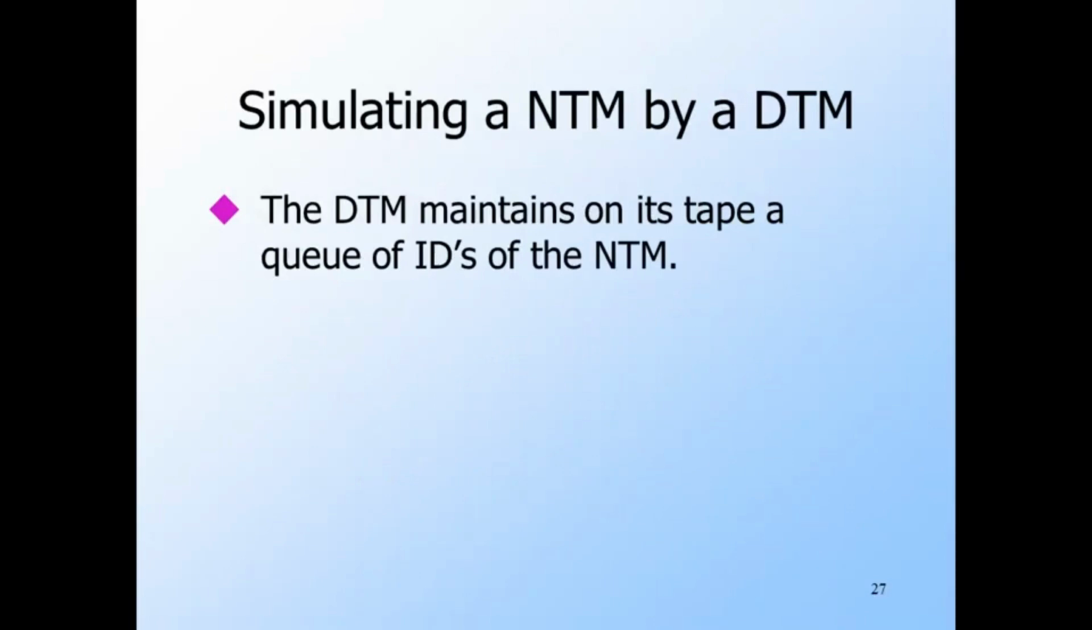The basic trick is to use the tape of the deterministic machine to represent a queue of IDs of the non-deterministic machine. The deterministic machine will make a systematic search of all the IDs the non-deterministic machine can reach. If it finds one with a final state, then the deterministic machine accepts. But if it never finds one, the simulation may go on forever, but the deterministic machine will never accept.